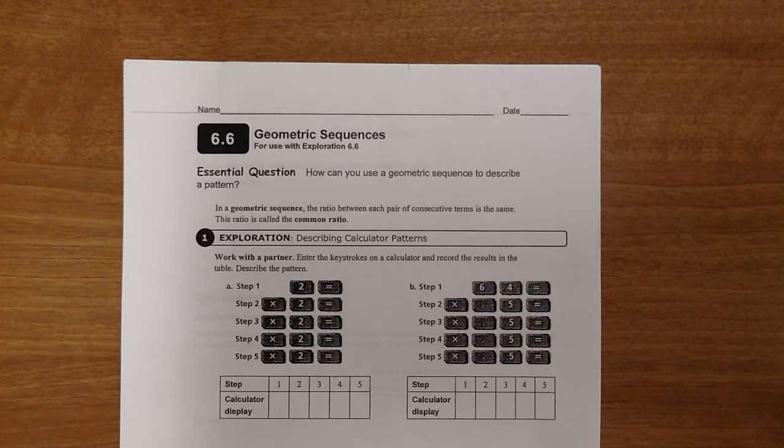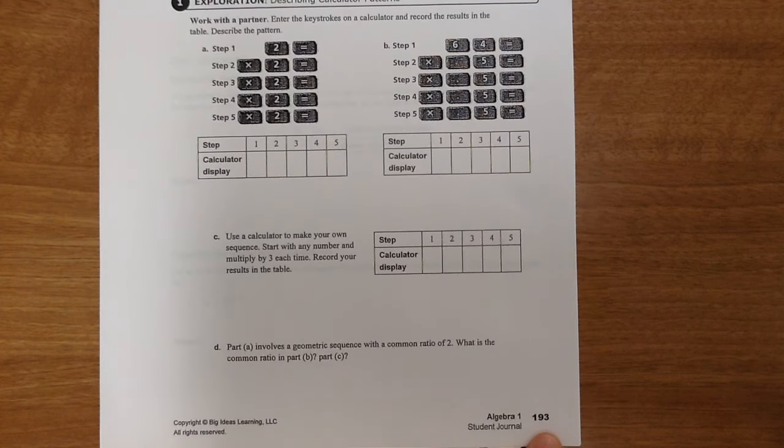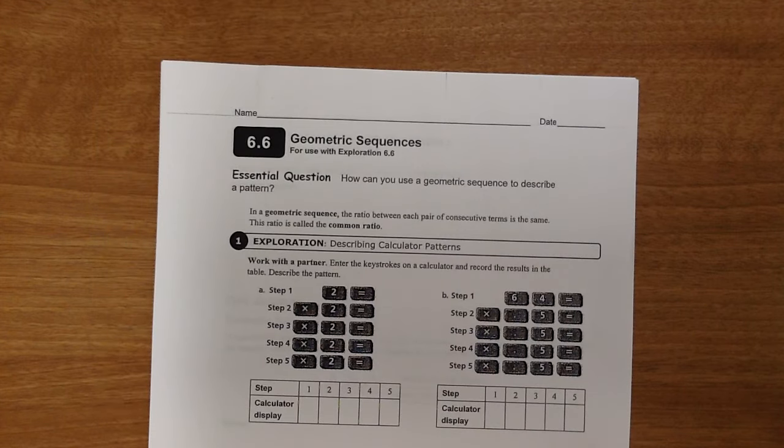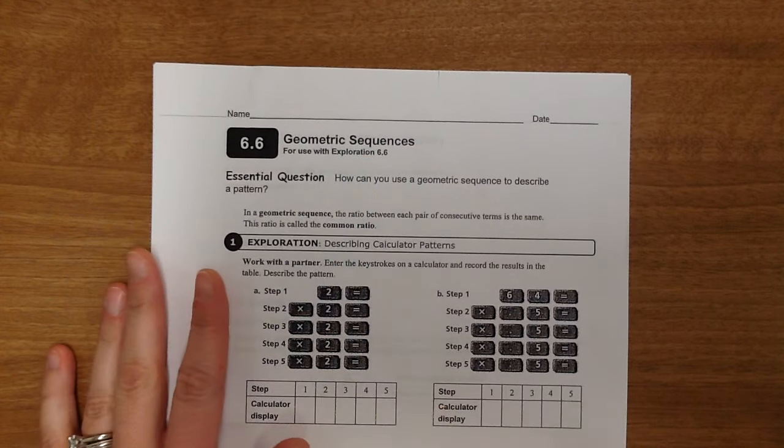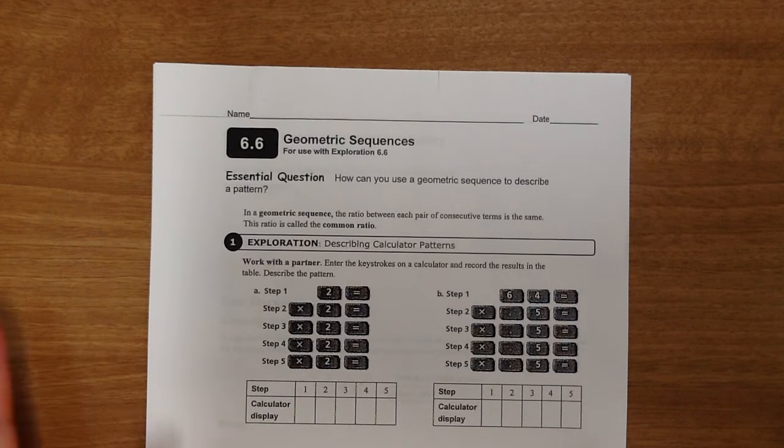So today we're going to talk about 6-6, which is geometric sequences. And in your student journal, it starts on page 193. So if you want to go ahead and get that out. Now, before I jump into geometric sequences, and you don't have to write this down, but I just want to go back for a second.